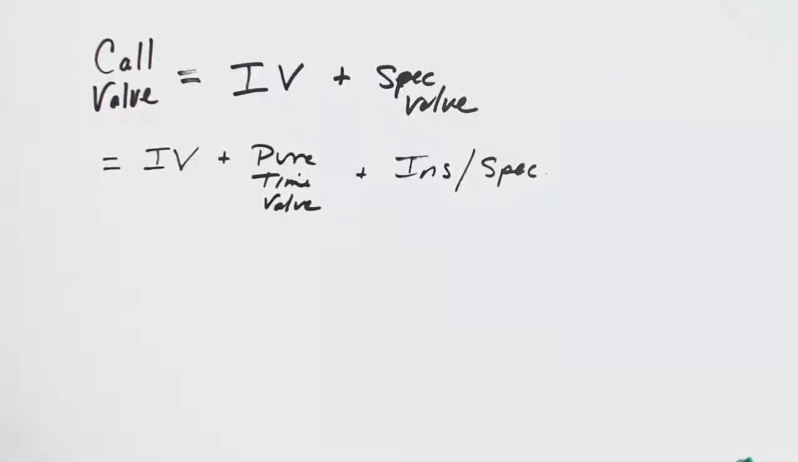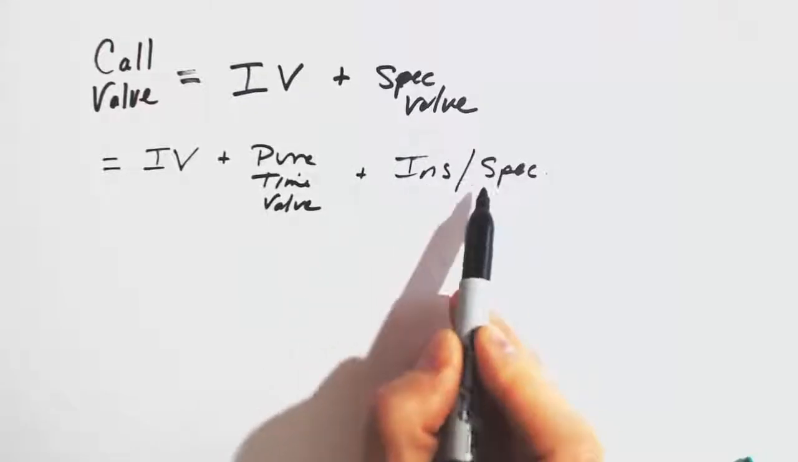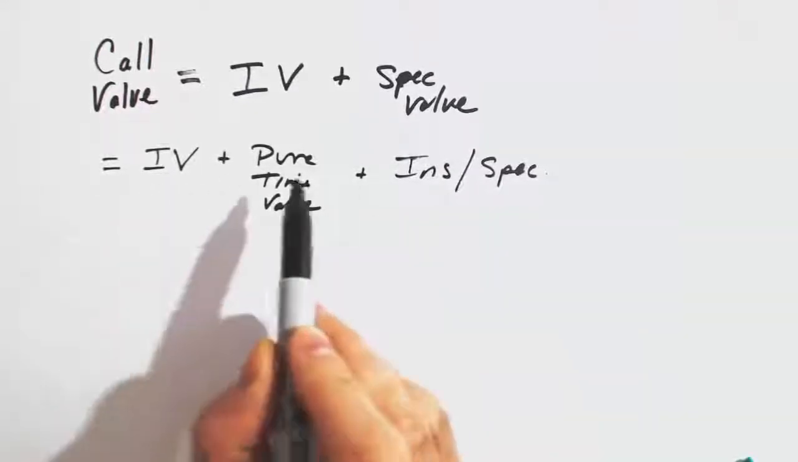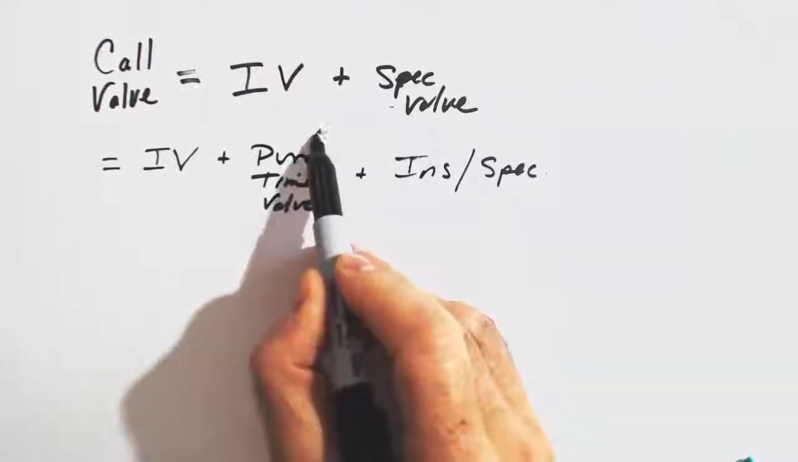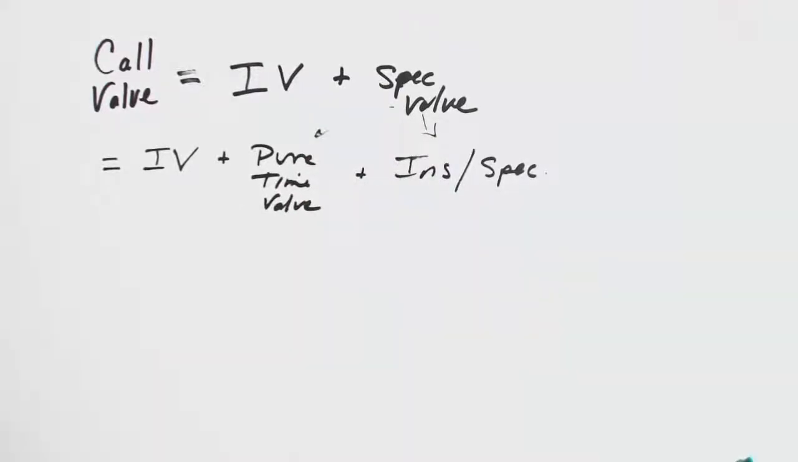You can speculate, almost gambling, to make money, or you can use it to hedge and reduce risk. So that's what I'm going to break out. I'll just define that a little bit better. But now notice I broke out this speculative value into two components.